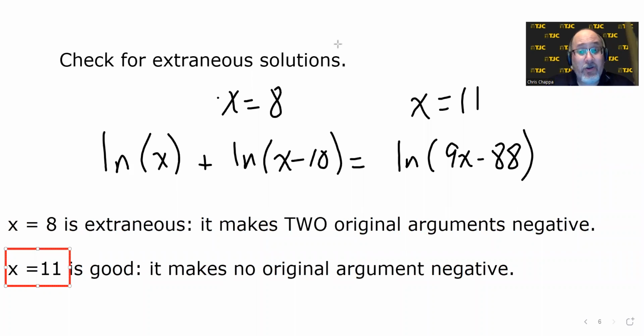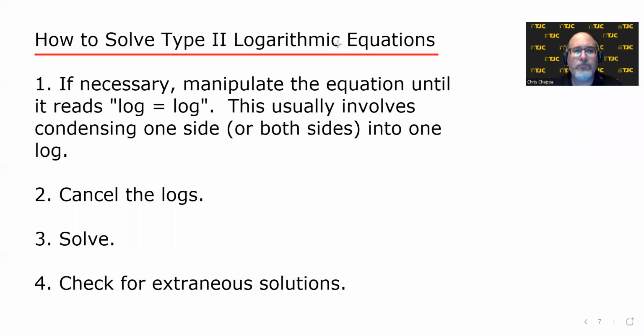I want to wrap up this video with the how-to list. How to solve type 2 logarithmic equations. Number 1, if necessary, manipulate the equation until it reads log equals log. This usually involves condensing one side or both sides into one log. Number 2, cancel the logs. Number 3, solve. Number 4, check for extraneous solutions.